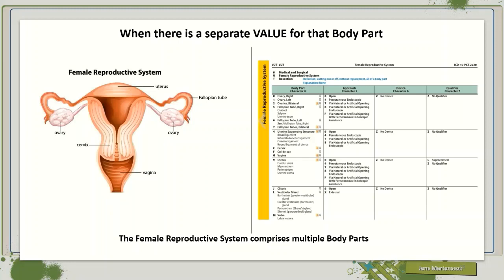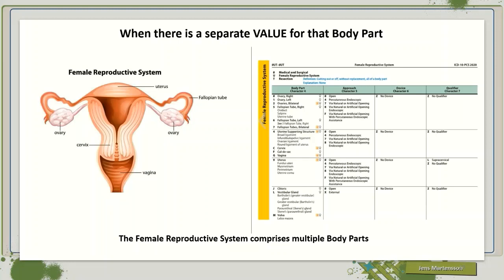Now, I want to make sure that I made that clear. Someone says, so PCS doesn't have bilateral codes. It can, if there's a value for it.